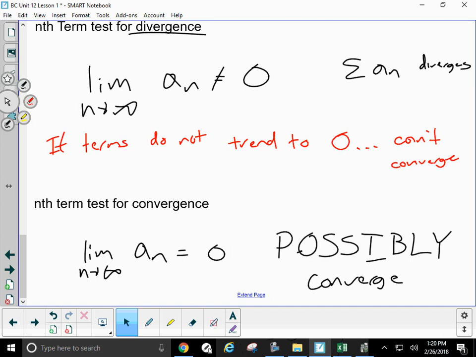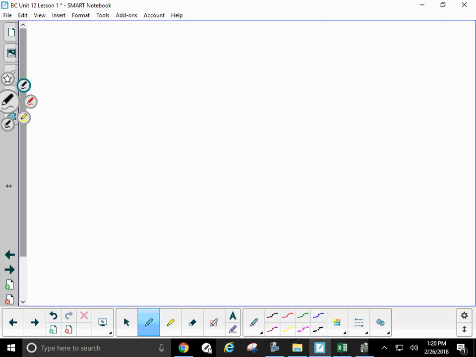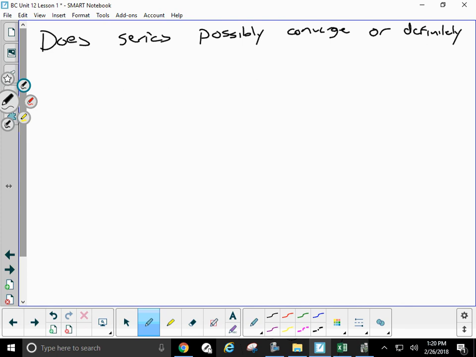I'd like to give you a couple examples that I forgot to fit into your notes. Fit them in on the margins or on the previous page, maybe in the margins. And the question is, does the series possibly converge, or definitely diverge based on the nth term test? I'll give you a couple.